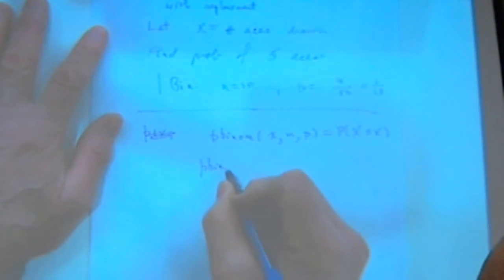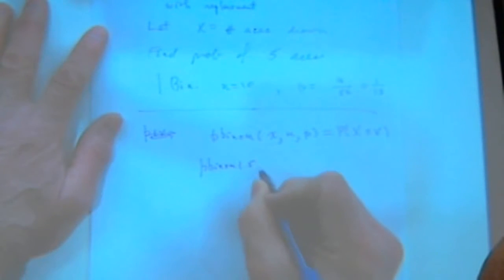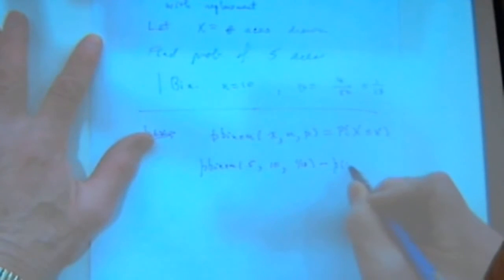Okay? But you want the probability of 5 aces, so how would you get it with this? Well, go out to 5, right? And then subtract off out to 4. So this is less than or equal to 5 aces. That includes 0 through 4, and you subtract it.